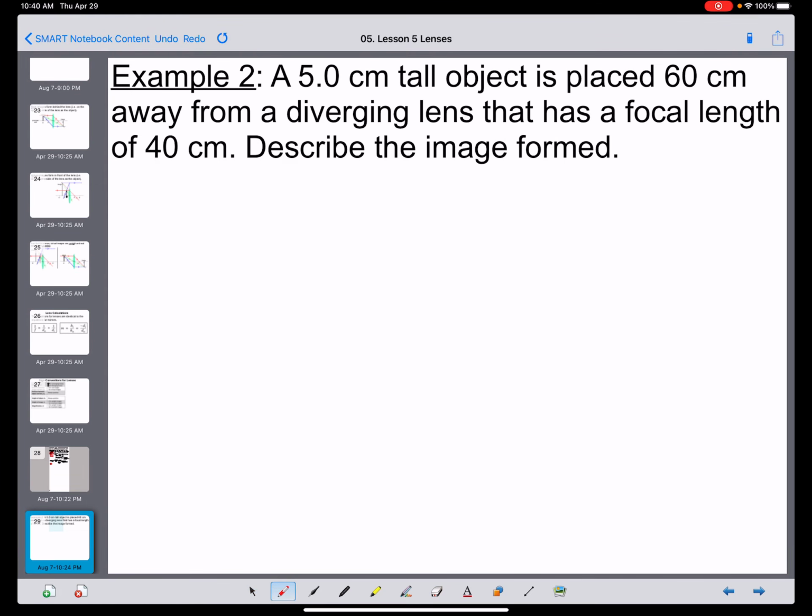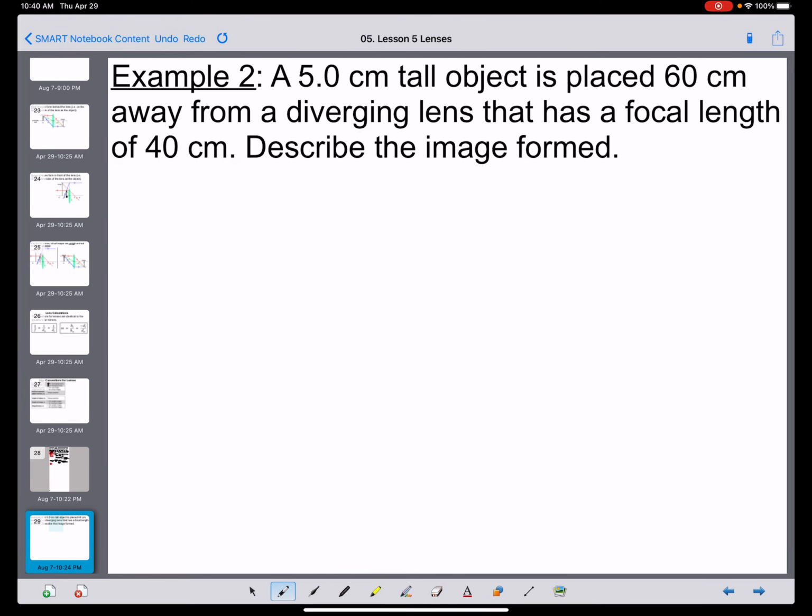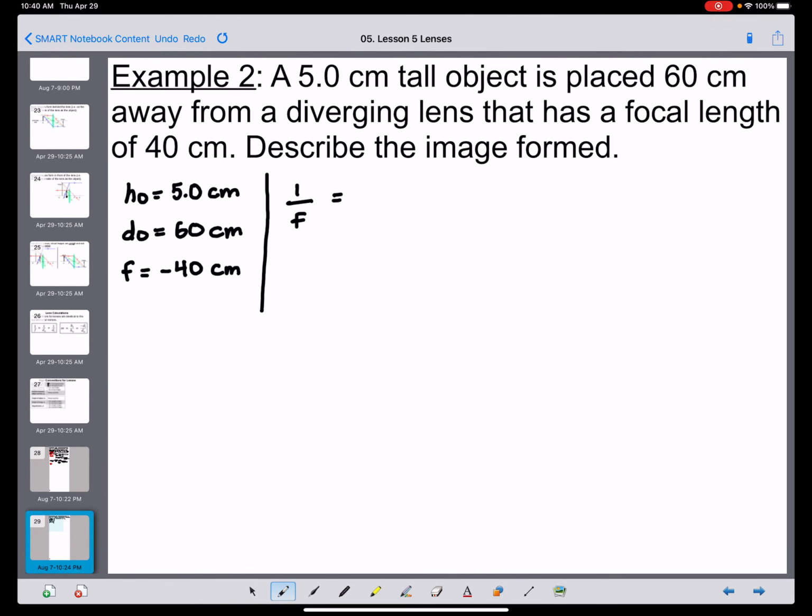Okay, example number 2. A 50 centimeter tall object is placed 60 centimeters away from a diverging lens. Again, HO, which we didn't actually end up using for anything in example 1, is 5 centimeters. DO is 60, and both of those are positive, just like always. And this time we have a diverging lens, so we have to remember to make the focal length negative. Other than that, it's going to be basically the same process as the last slide.